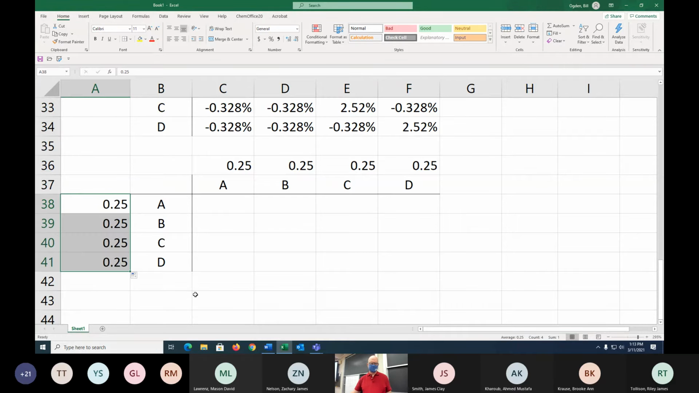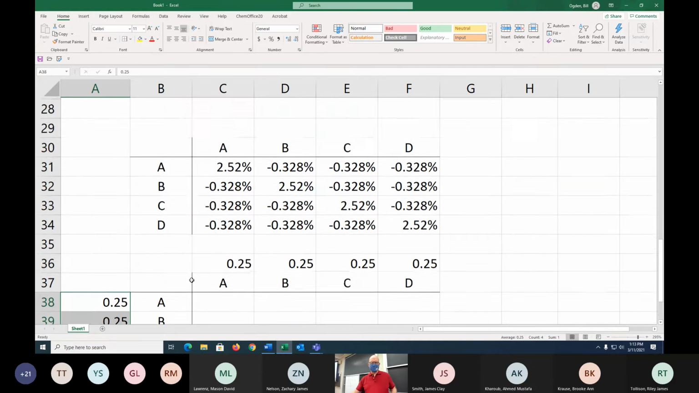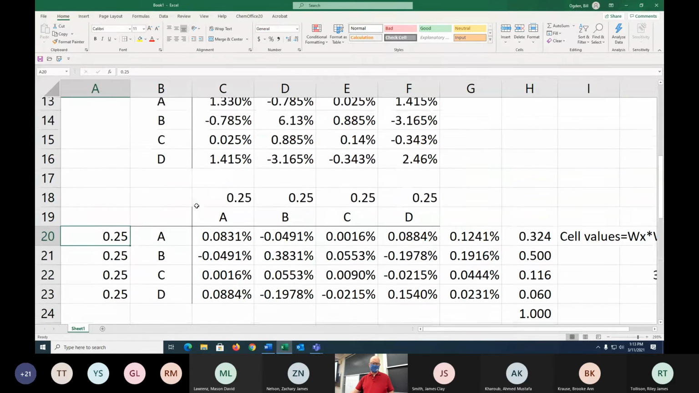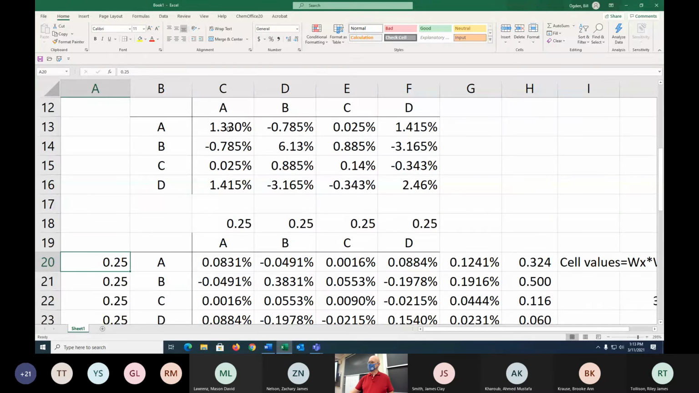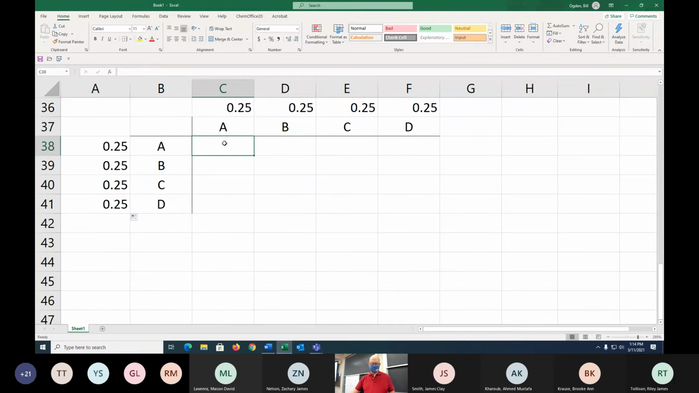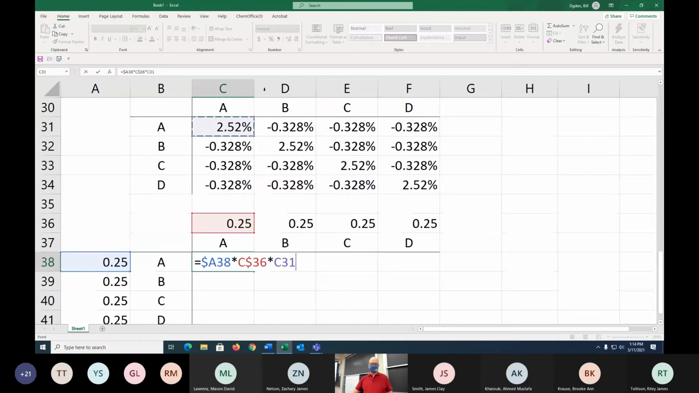All right, so how did we get this portfolio? We took the weight of the row times the weight of the column times the covariance matrix number for that cell, right? So let's do it again. Equals weight, and what do I have to lock here? The column, right? 1, 2, 3, times the weight, lock the row, times, go up here and get this.